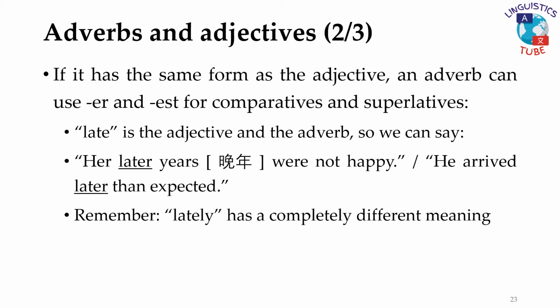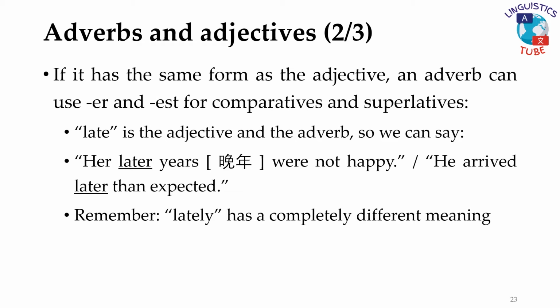To conclude our discussion about the relationship between adjectives and adverbs, let's talk about the similarities and differences between the comparative nature of adjectives and adverbs. If an adverb has the same form and the same meaning as the adjective, an adverb can use the inflectional comparison er and est for comparatives and superlatives. Let's return to the previous example, late, to demonstrate this. We can say, we had a late meeting. We arrived late. So the adverb and adjective have the same form and the same meaning. As a side note, remember that the adverb lately has a completely different meaning from the adverb late.